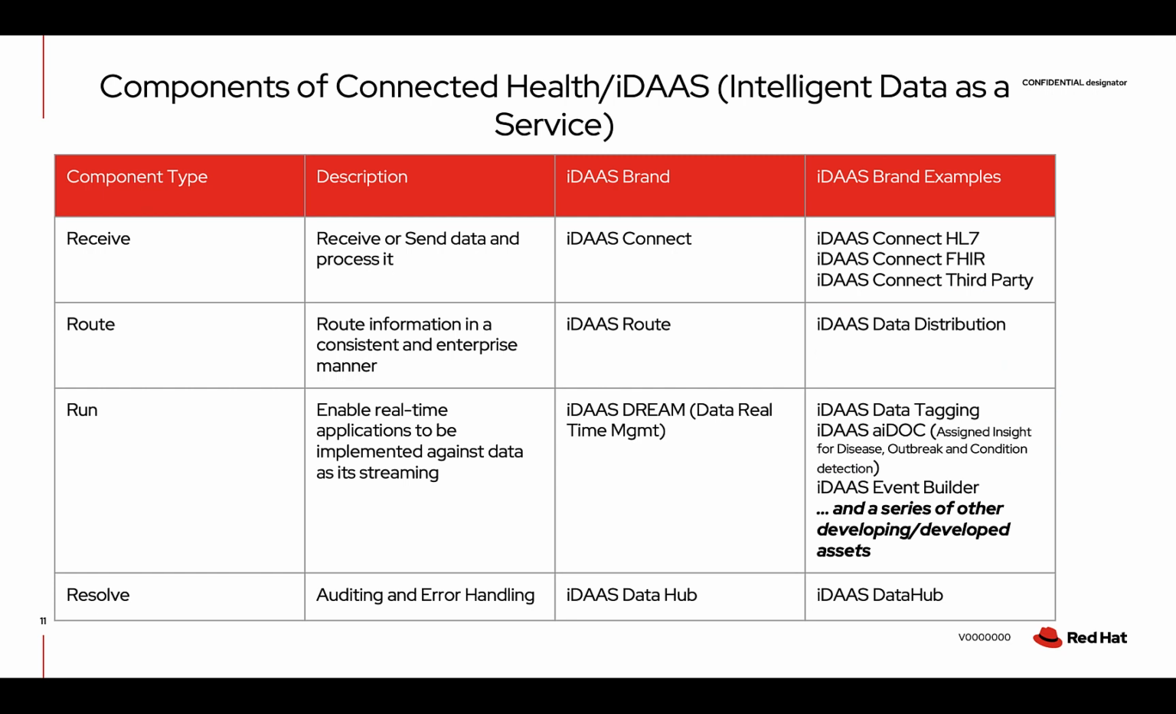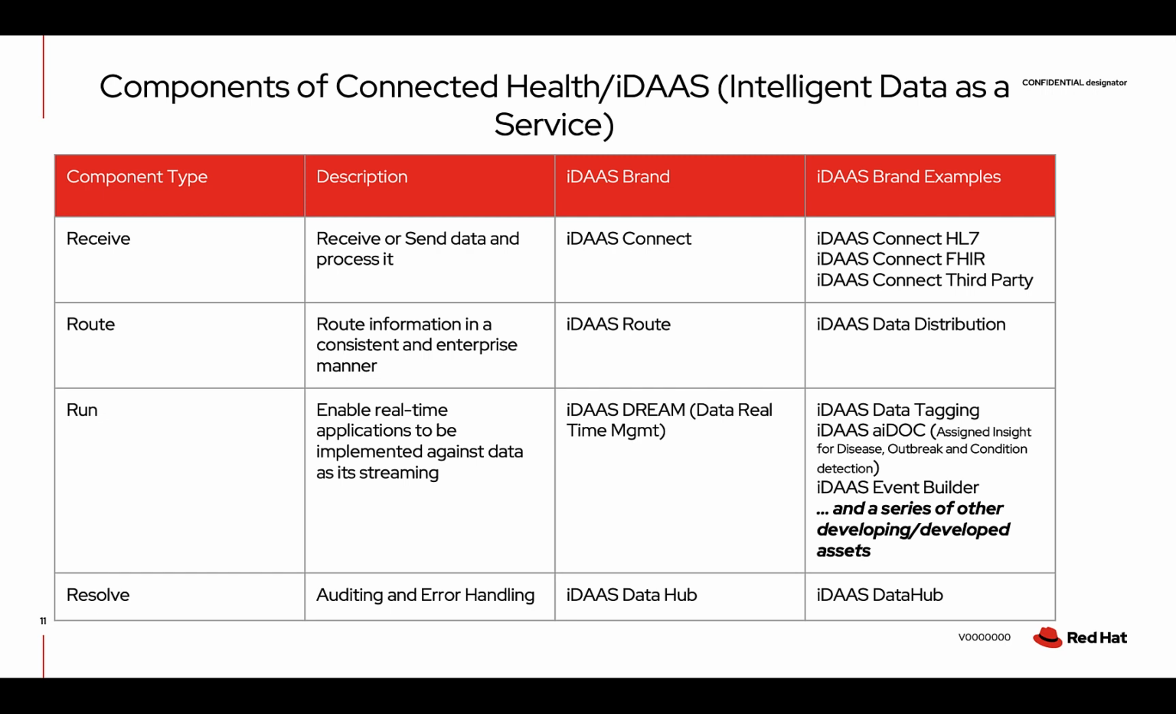As you think about connected health and what that really means, the way we like to say it is there are 4 main component types that we have for it. We call those the 4 R's. The first one is about receiving data. With this, the IDaaS brand itself has a sub-brand we call IDaaS Connect. The reason we've done this is so people will understand it's all about connecting to information, it's all about processing information, and it's all about making that information extensible for other systems.